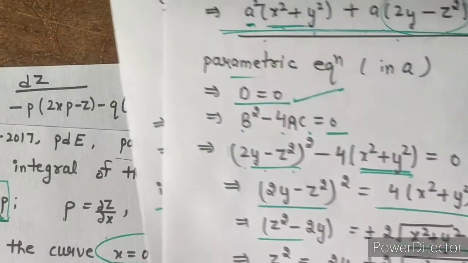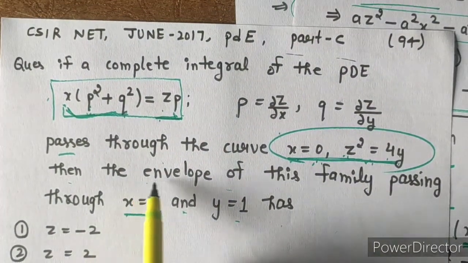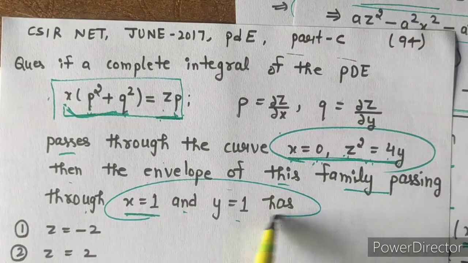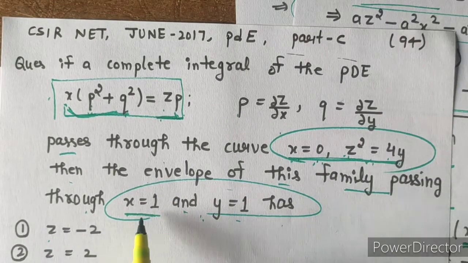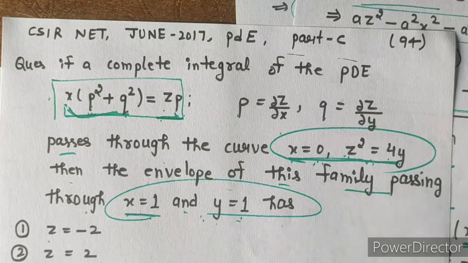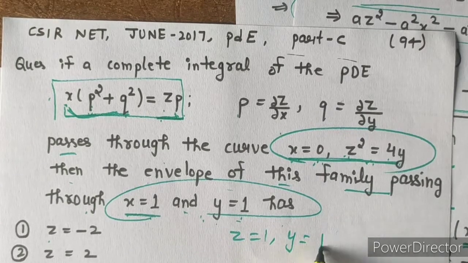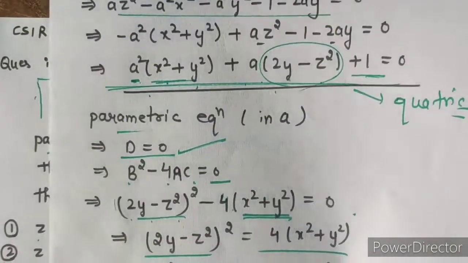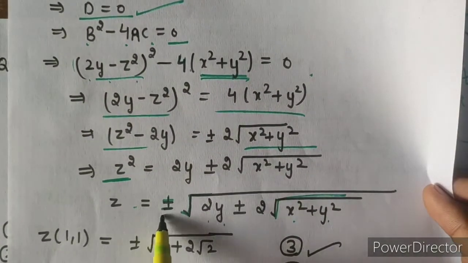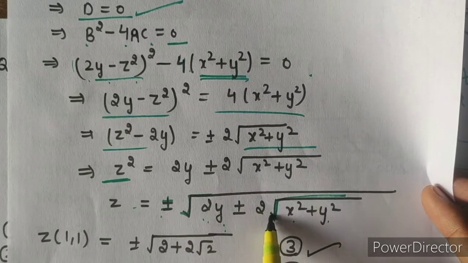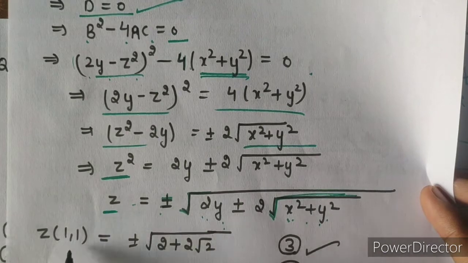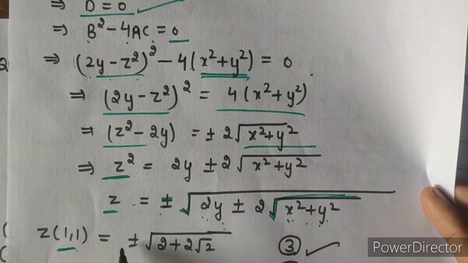And in the options, it is given that the envelope of this family passes through that point. Then calculate the value of z. If x equal to 1 and y equal to 1, then z is equal to plus minus square root of (2y plus minus 2 into square root of (x square plus y square)). Then z becomes, at the point 1 comma 1, equal to plus minus square root of (2 plus 2 into square root of 2).